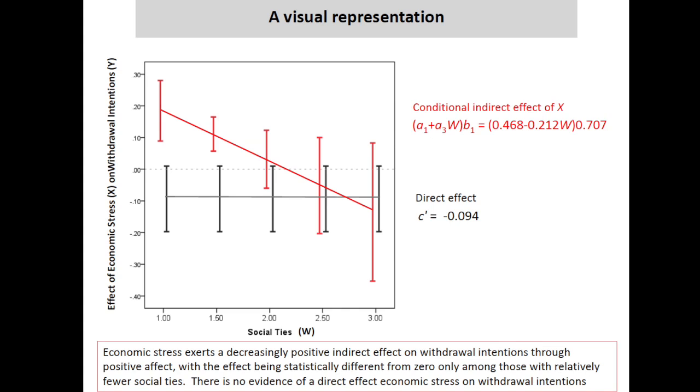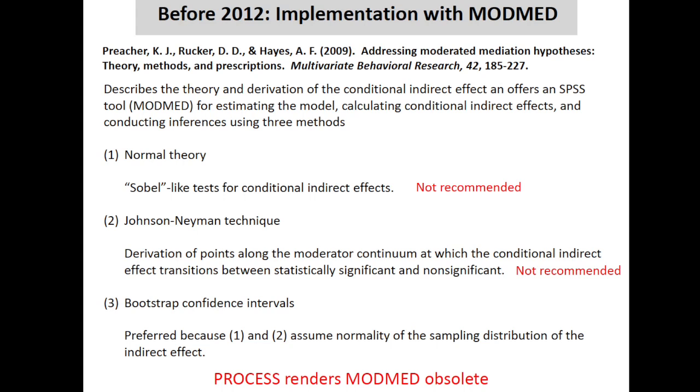Now, where do those endpoints come from? Well, I talked about bootstrapping. This is a 2007 paper that I tagged on with Chris and a colleague at the business school at Northwestern, Derek Rucker, where we introduced these ideas of conditional indirect effects, and we talk about different inferential methods for them. We talk about a normal theory or Sobel-like approach to this, which I don't recommend.